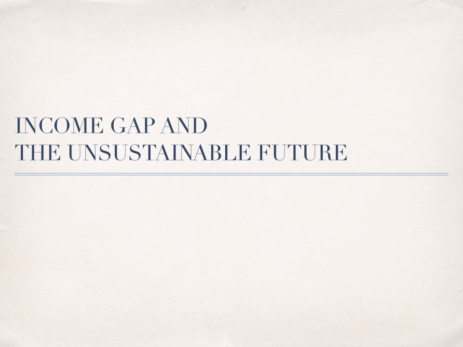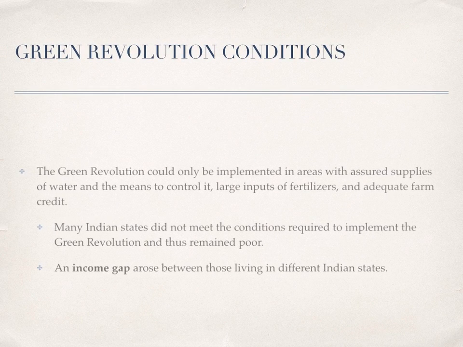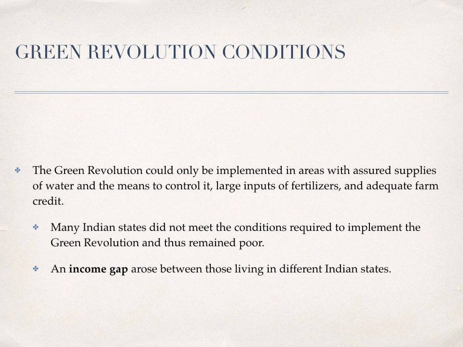Income gap and the unsustainable future. Green Revolution conditions. It turns out that this Green Revolution could only be implemented in areas with assured supplies of water. You had to have lots of water, and you had to have the means to control it, so you had to have irrigation techniques.